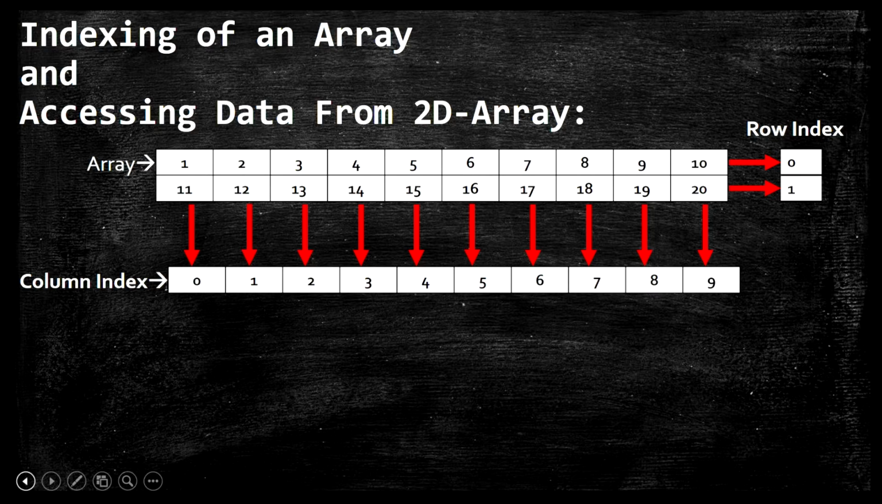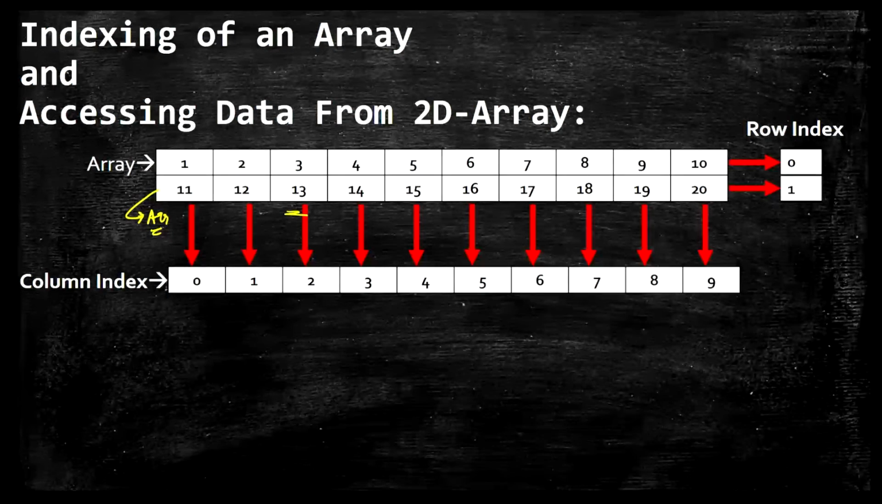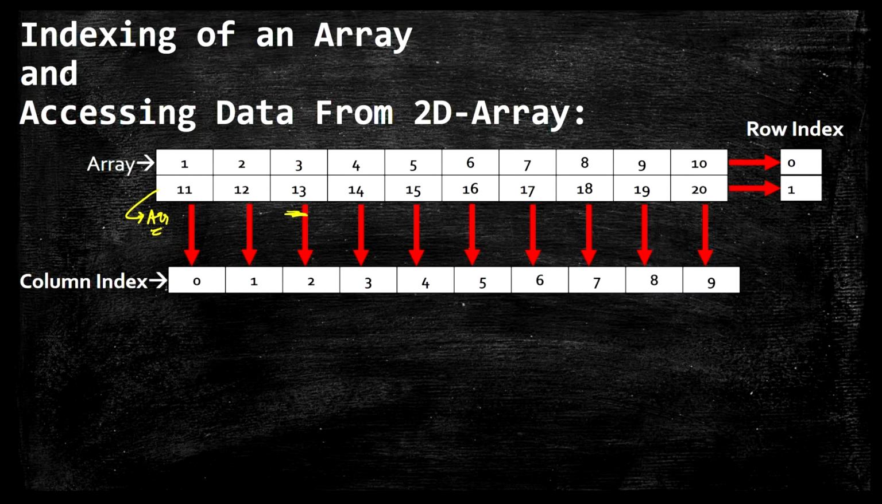So let's take another example. Suppose I want to access 13 from this array. Suppose the name of this array is ARR. So what will I write? I want to access this 13 and store it in another variable, say s. So I will write int s equal to ARR.